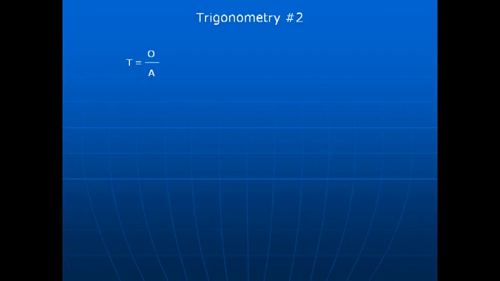Tan equals opposite over adjacent. Sine equals opposite over hypotenuse. Cos equals adjacent over hypotenuse.